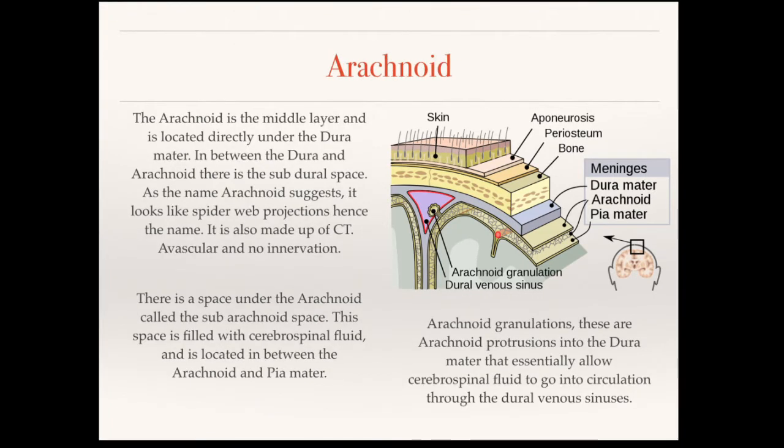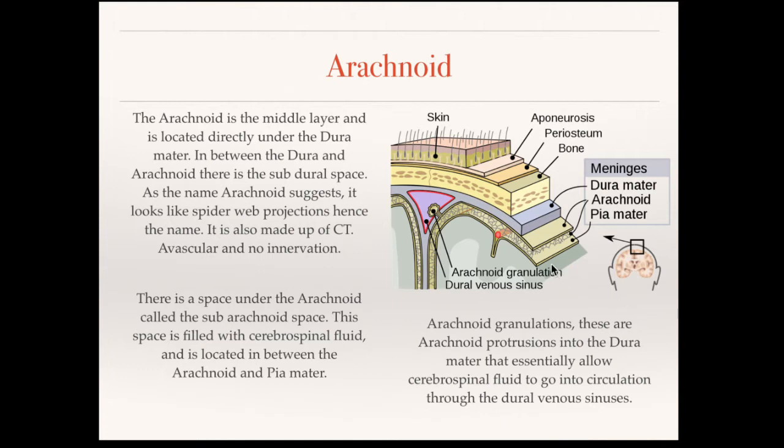The arachnoid is the middle layer, and it's located directly under the Dura Mater. I also want to point out that in between the Dura Mater and the arachnoid, there is a space called the subdural space. As the name arachnoid suggests, it looks like spiderweb projections, as seen here, and hence the name arachnoid. It's also made up of connective tissue, and one very important thing to note is that it's avascular and it has no innervation.